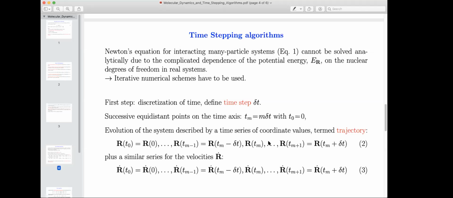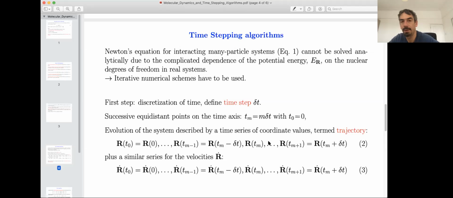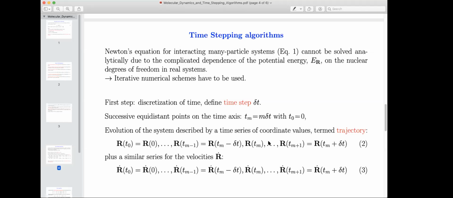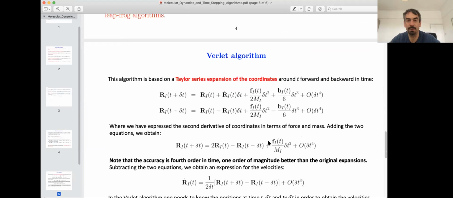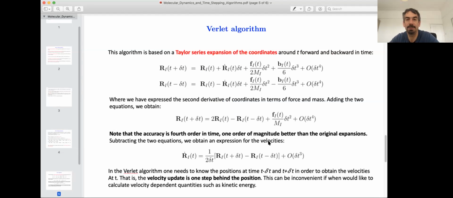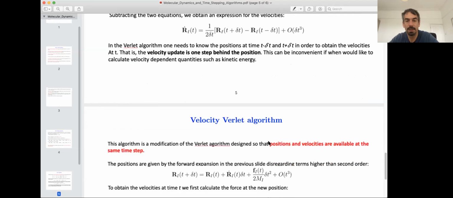Yeah, maybe I missed it, but in the DFT MD, if you're not working out the forces, how do you know how the nuclei should be moved? Okay, so that's a good question. That's what these algorithms, the time stepping algorithms, are good for.